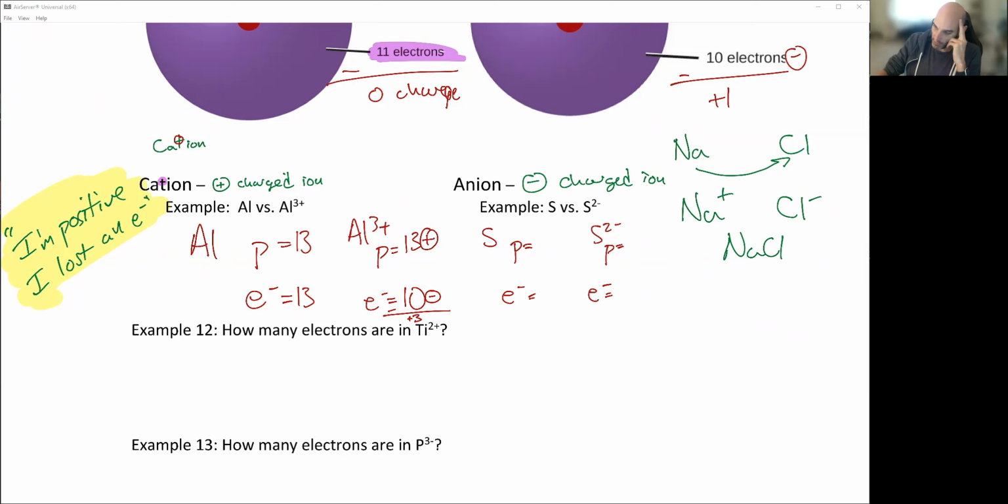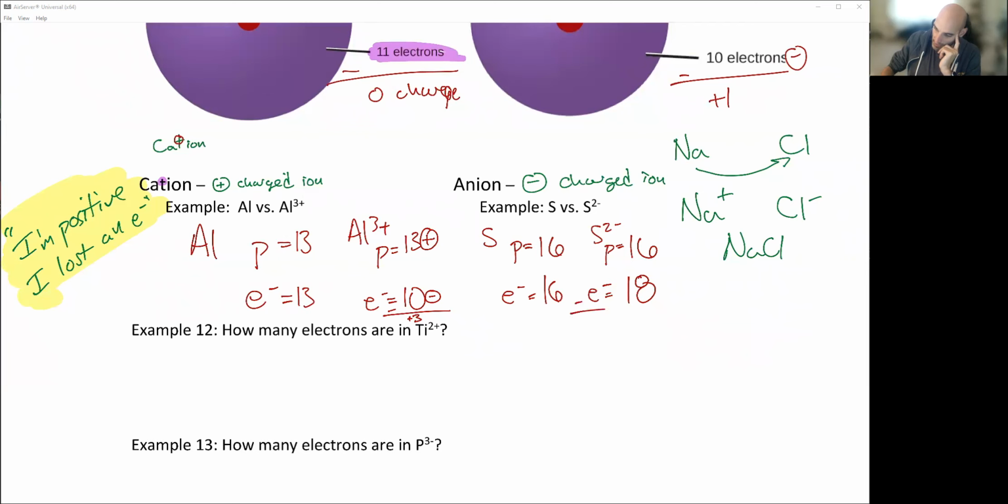All right, sulfur on the other hand, sulfur has 16 protons in both cases. If the neutral one has 16 electrons, it's going to have 2 additional. It would have to get them from some other atom in order to become S2-. So it gains 2.